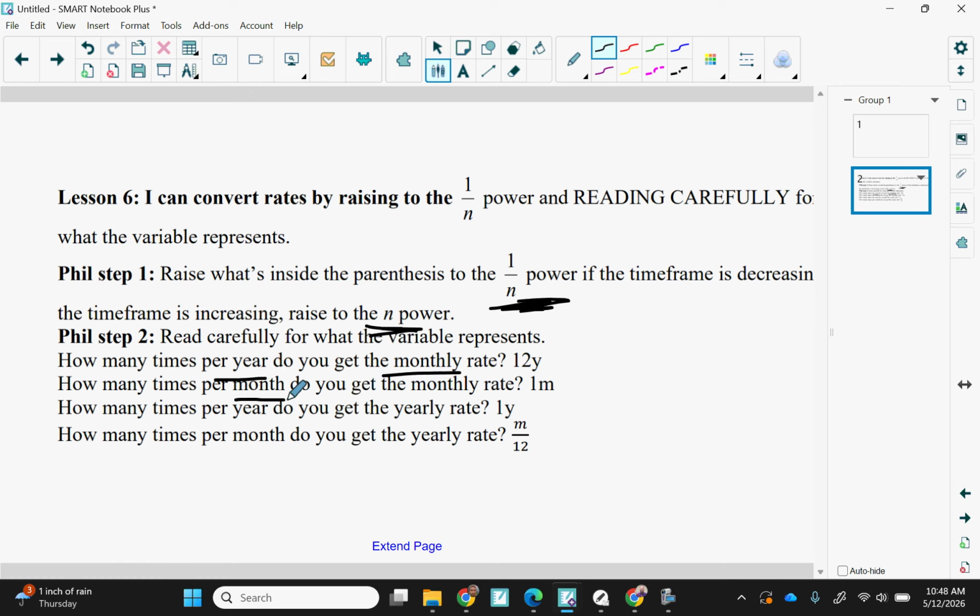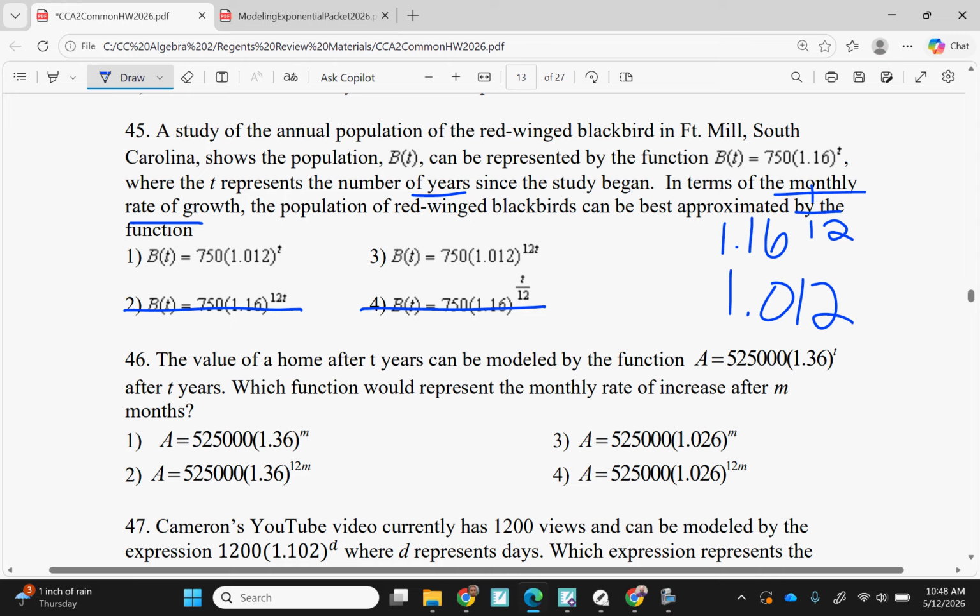How many times per month do you get the monthly rate? 1 time per month. How many times per year do you get the yearly rate? 1 time per year. How many times per month do you get the yearly rate? Well, 1/12 of a year. So let's go back to this problem now. It says that the variable is t. T represents years. So how many times per year do you get the monthly rate? 12. So my exponent is going to be 12t, and that's my answer.